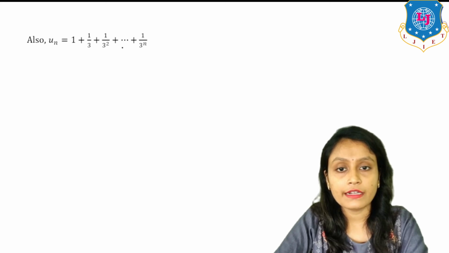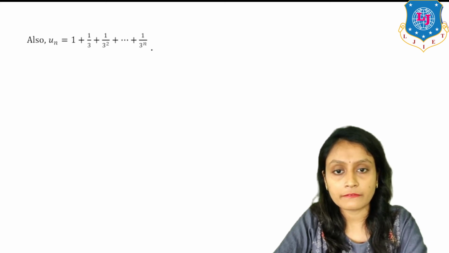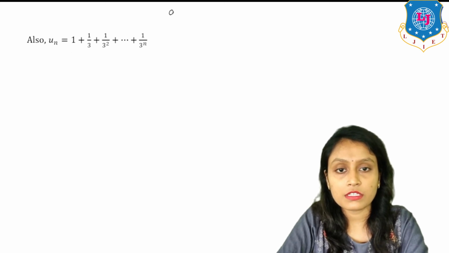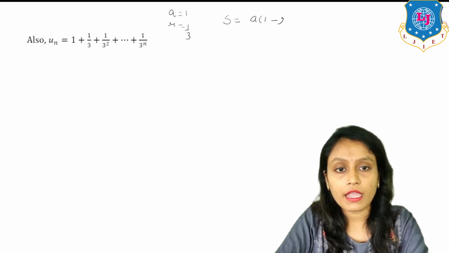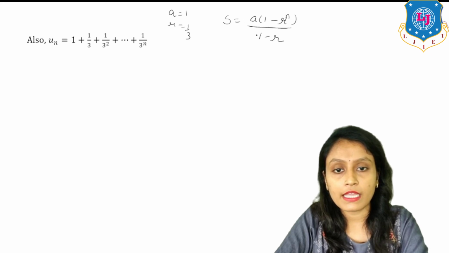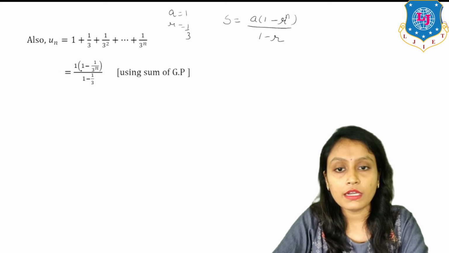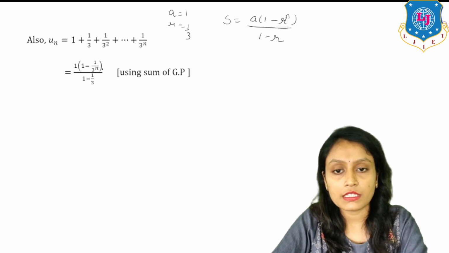For that, firstly write down un, that is 1 plus 1 upon 3 plus 1 upon 3 square plus and so on plus up to 1 upon 3 raised to n. Now as you can see, this is a geometric series, where the first term a is 1 and r is 1 upon 3, the common ratio. So what is the sum formula? a into 1 minus r raised to n upon 1 minus r. So we will apply this formula. You will get 1 into 1 minus 1 upon 3 raised to n upon 1 minus 1 upon 3.